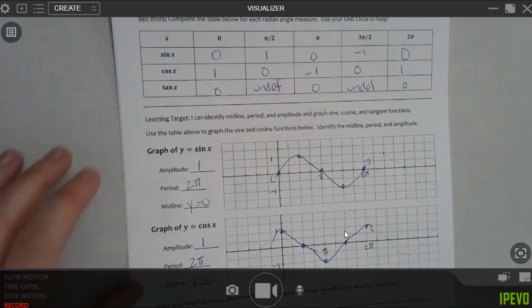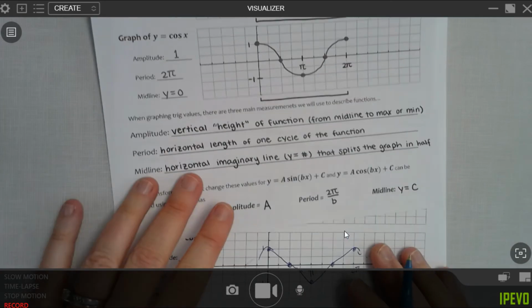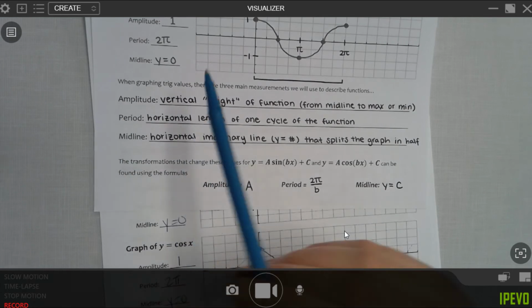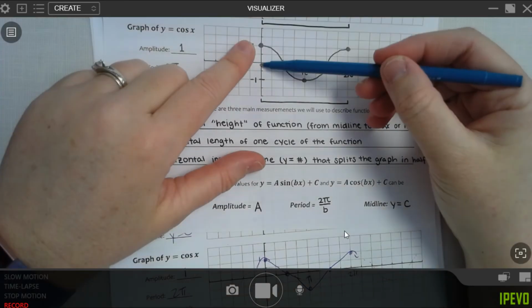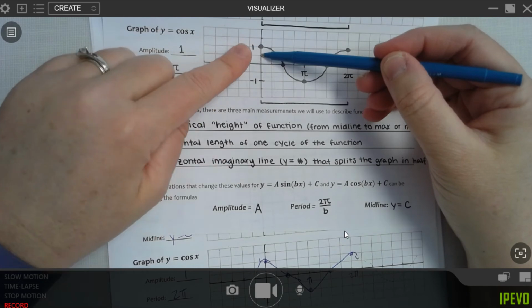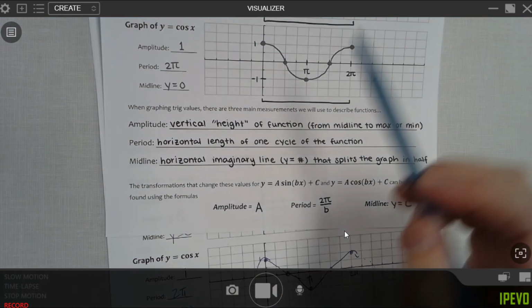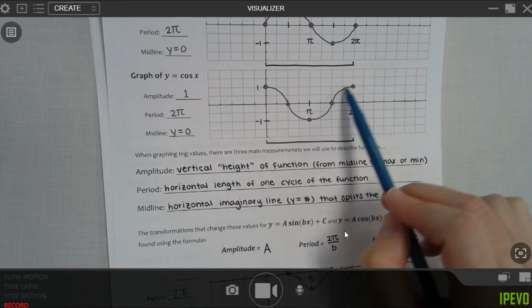Okay. For the definitions of these, I'm going to use Miss Bessie's notes for this section because she has such good handwriting. An amplitude is your vertical height of the function from your midline to the max or the min. So it's like this distance right here. Your period is your horizontal length of one cycle of a function. So that's from here to here. Do you see how she has it boxed right there? Up here, it's boxed. So it's how long it takes you to go one full cycle up and down. This one goes down and then back up.